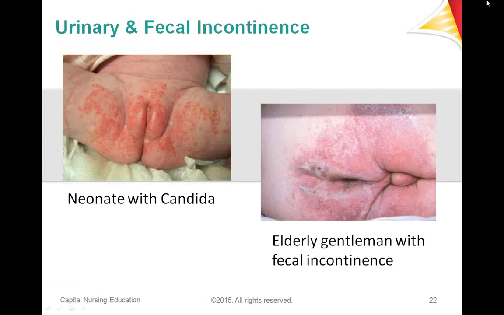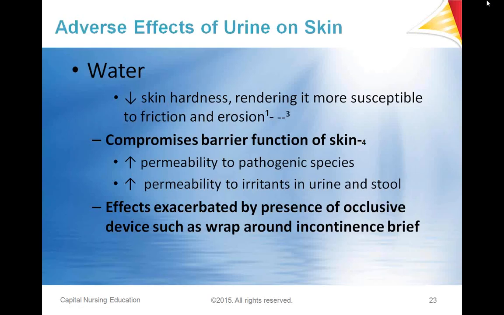Urinary and fecal incontinence presents in many different ways, and if we look at this, we see the neonate on the left, and this is a very bad case of Candida albicans, which is a fungal infection that frequently occurs when patients have any disruption to the skin from fecal or urinary incontinence. The elderly gentleman on the left, this is from fecal incontinence, and again, you can see how much the skin is compromised. So let's look at some of the adverse effects of urine on the skin.